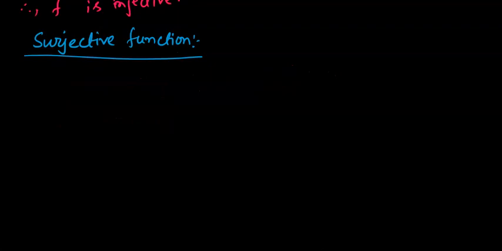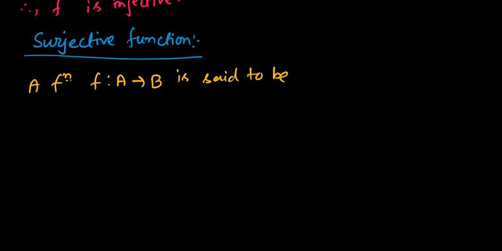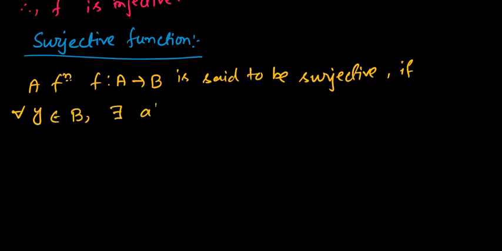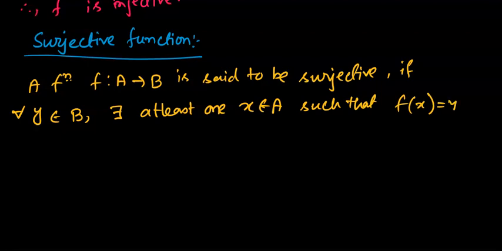Now let's talk about surjective function. A function f from A to B is said to be surjective if for all y belongs to B there exists at least one x belongs to A such that f(x) equal to y. So what does it mean?